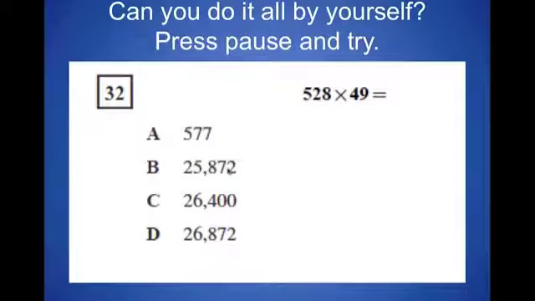You want to give it a shot? Don't let them trick you. Ask yourself, what is the question asking of me? Is it 528 times 49, or is it 528 plus 49? Ooh, if you look at it really quick and glance, you could get tricked and add them up, which does equal 577. But if you slow down, read the problem, look at it carefully, you'll know that you need to multiply. After you've gotten rid of the ridiculous answer, press pause and try multiplying 528 by 49.